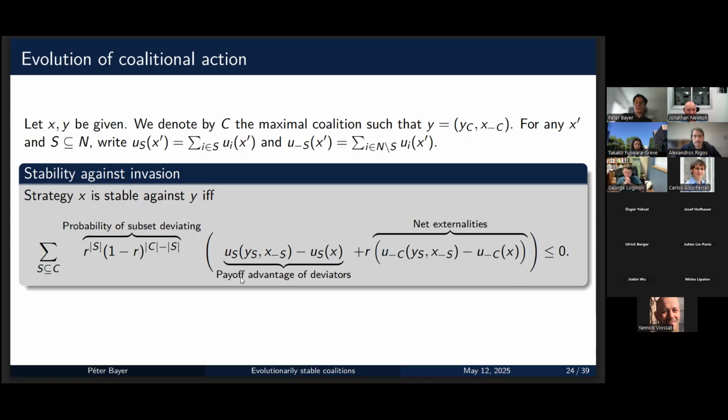And then I'm looking at the payoff advantage of what happens if this subset S deviates. Subset S successfully plays the mutant strategy or the mutant action. Everybody else didn't show up for the party. And I'm looking at what the payoff advantage of these guys is. Plus R times what I call net externalities minus C.